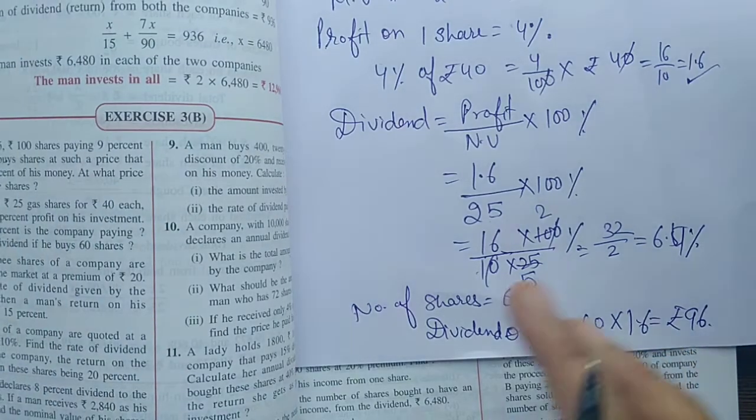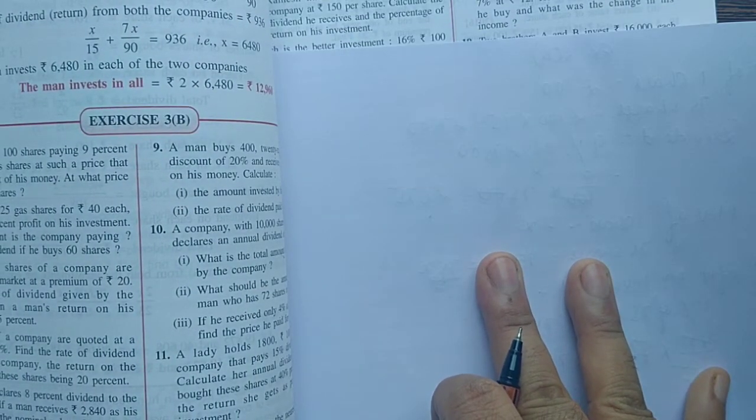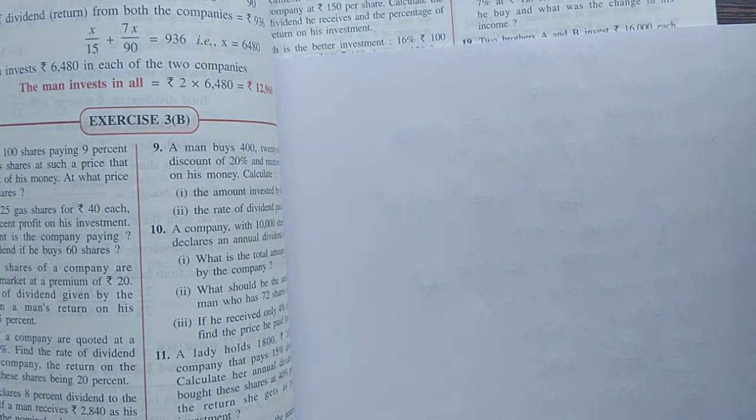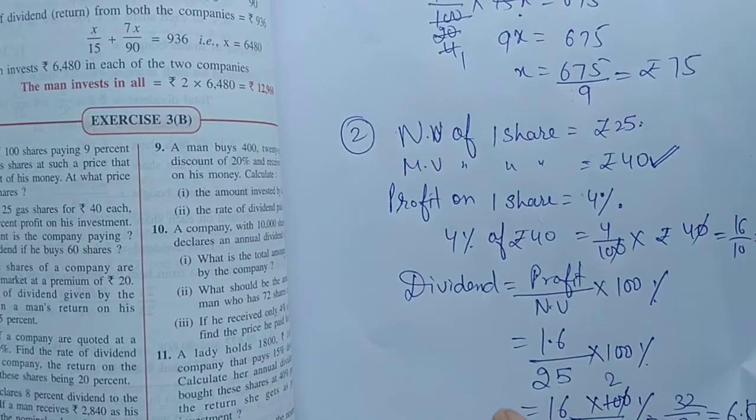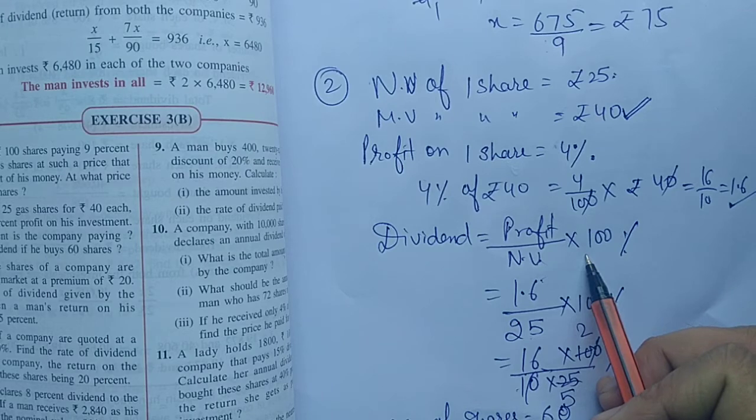Then question number 3, 100 rupees shares of a company are available in the market at a premium. What do you mean by premium? Premium is a condition when your market value is greater than your nominal value. So 100 rupee shares of a company are available in the market at a premium of rupees 20. Find the rate of dividend. Like in previous question we use this formula. Dividend is equal to profit upon nominal value multiply by 100.